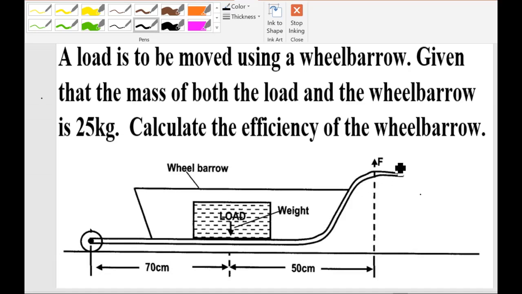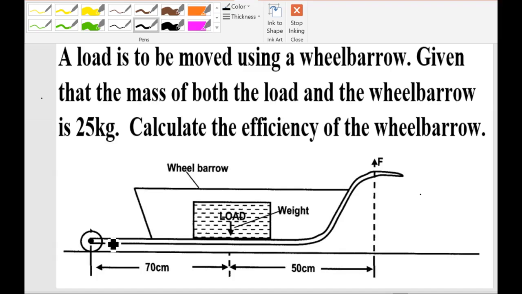Okay, so since there's no figure here, meaning we have to calculate the effort. But to calculate this effort, we are going to use the principles of moments. Like I earlier said, to deal with lever simple machines, you need to at least have an understanding of principles of moments. Okay, so to calculate F, which is the effort, we are going to use the principles of moments.